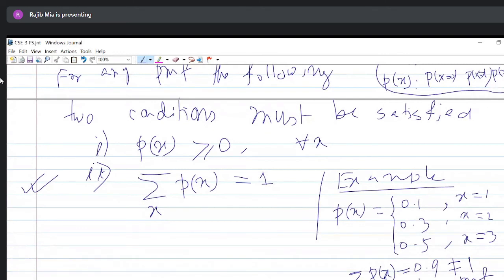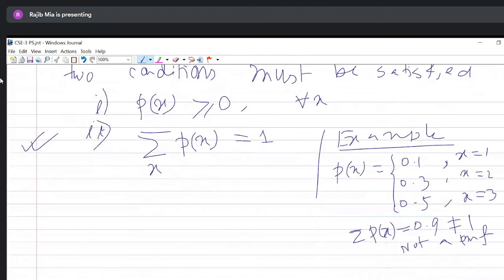Sir, what is the meaning of negative? Suppose it is not given that it is a probability function, you just have to check whether it is a probability mass function or not. If it is stated that it is a probability function, then there is no meaning of negative. Suppose any function, it may not be a probability function, no problem.